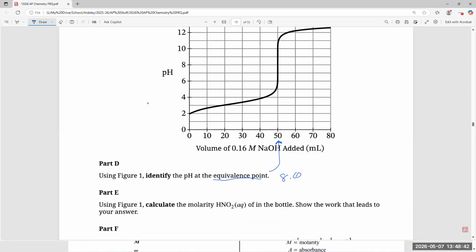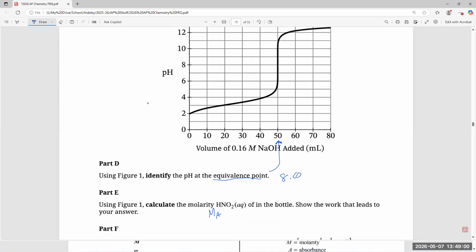Using figure 1, calculate the molarity of our acid of the bottle. Show the work that leads to your answer. All right. Let's think about this for a second. The first one is easy. The second one is actually just as easy too, right?